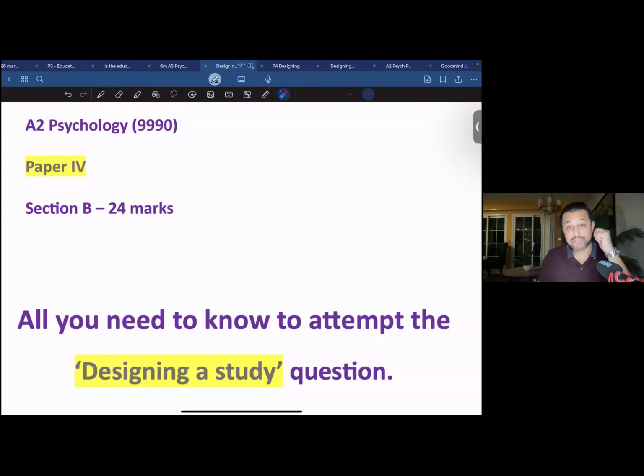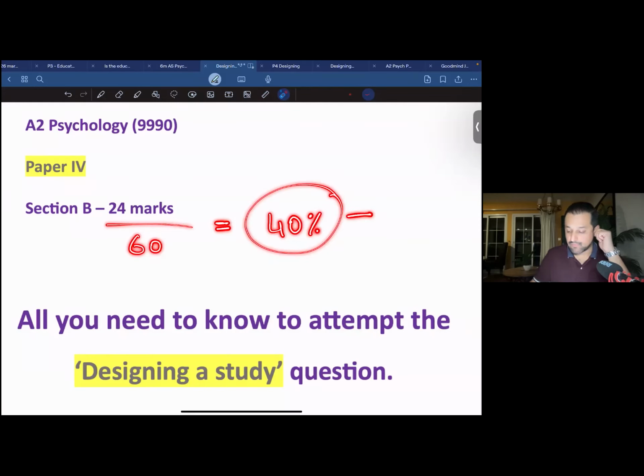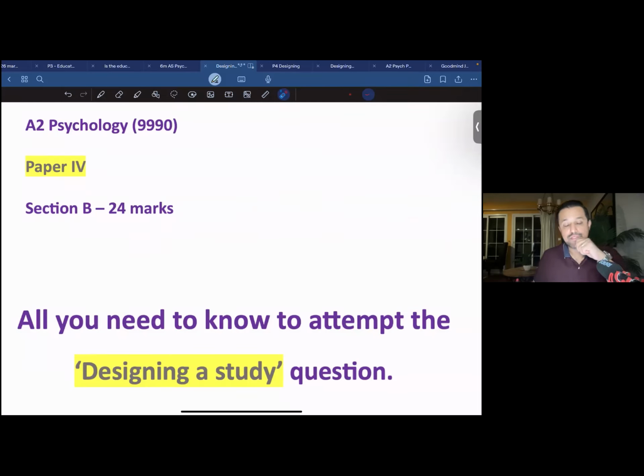And if we talk about the significance of this particular question, our paper, as you all must be aware, is of 60 marks. So simple calculation, this turns out to be 40% of your total marks from paper 4. Now, it is pretty essential that you all understand first how this question is attempted, what the requirements of this question are, and then you start practicing it. Of course, this particular question requires a lot more practice as compared to other questions.